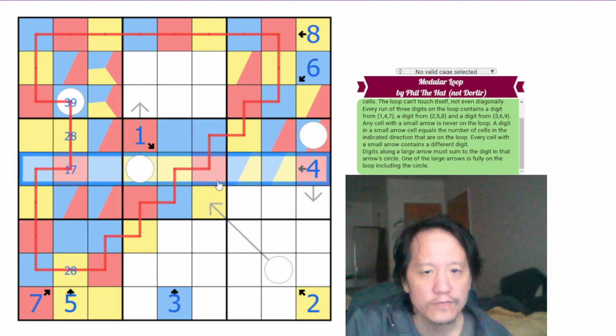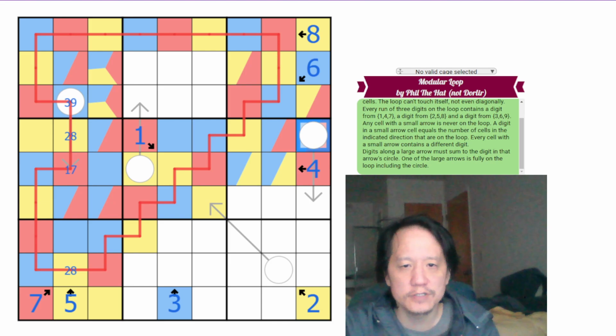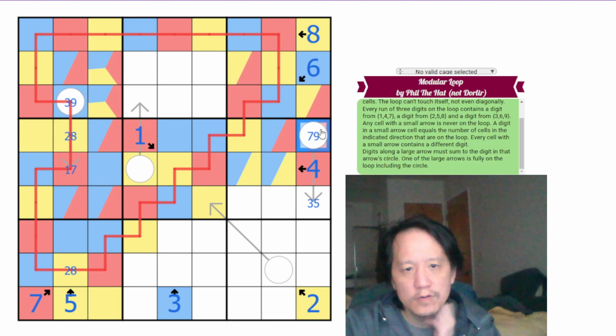What else are we looking for? This is a 4. It can only be blue or red. So it's either 7 blue. It can't be 6 or 9. This is 7 or 9, which forces this to be 3 or 5.